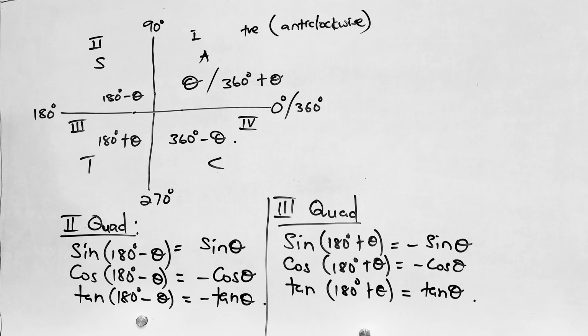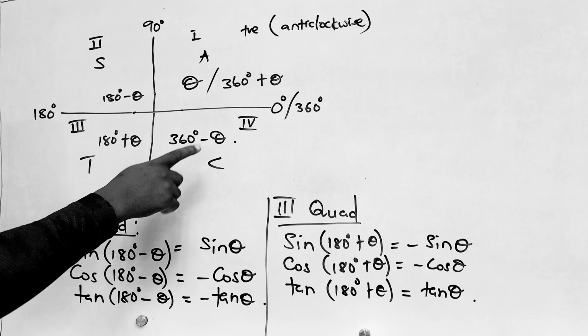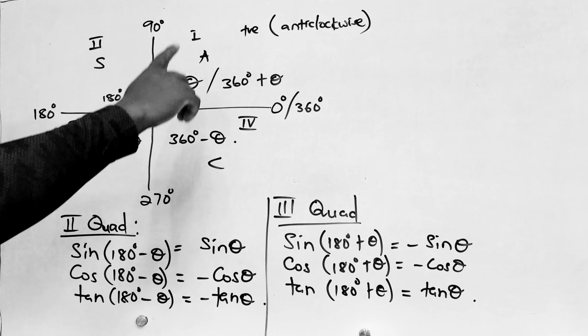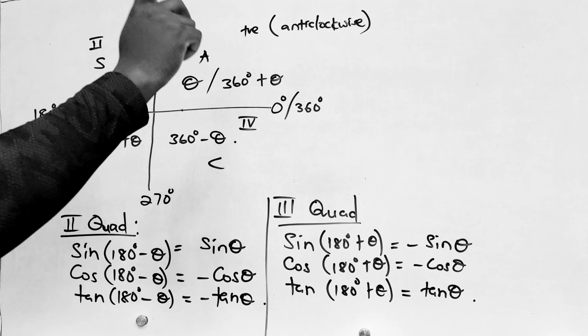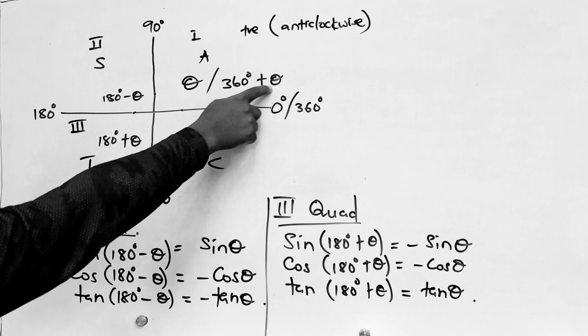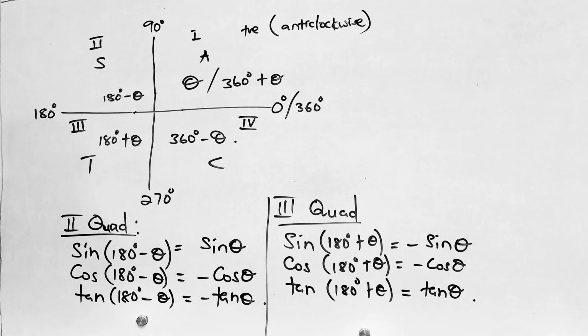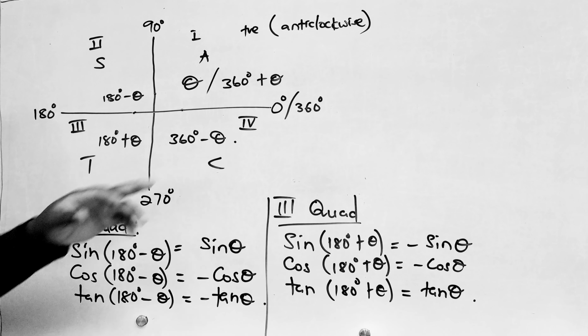So I will give you an assignment. You do reduction formula for the fourth quadrant and for the first quadrant. Don't forget that for the first quadrant you use this angle, not theta, because theta is already reduced. It's an acute angle. So we just have to reduce this one.